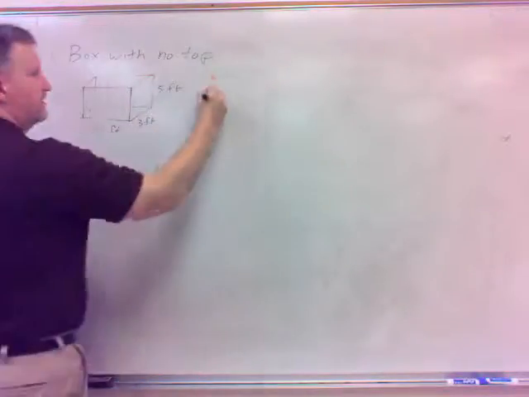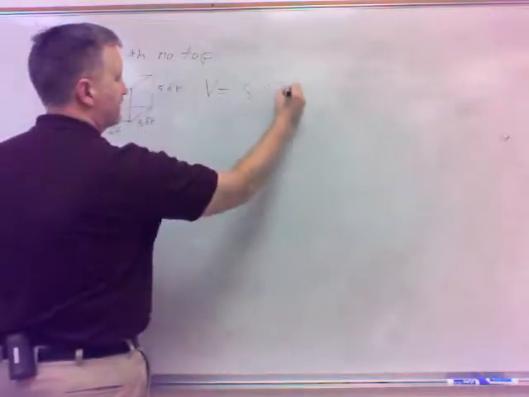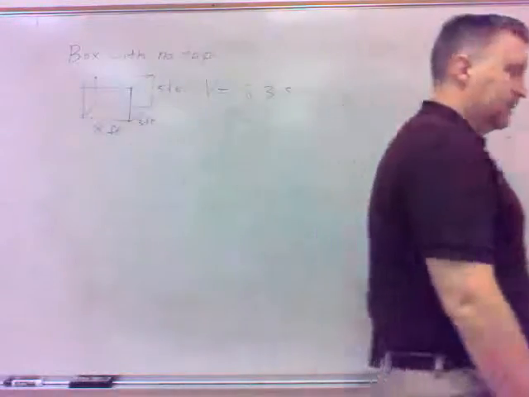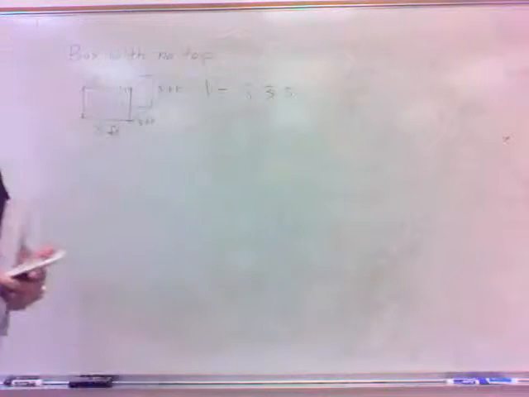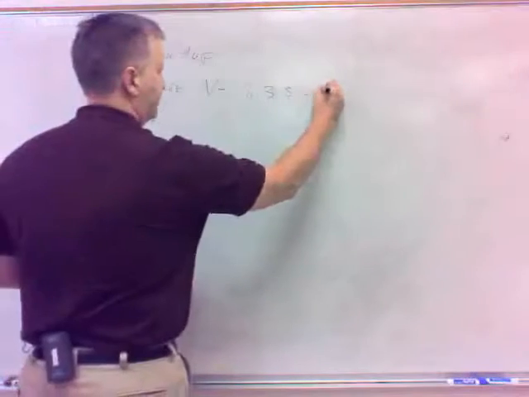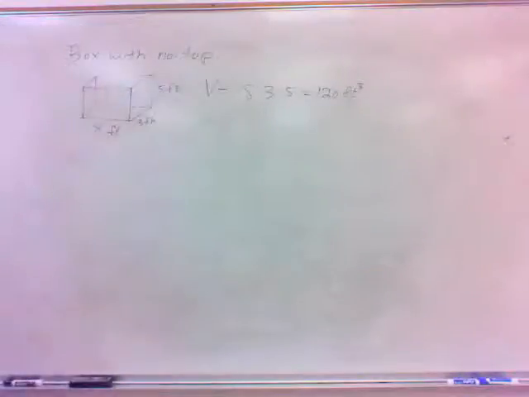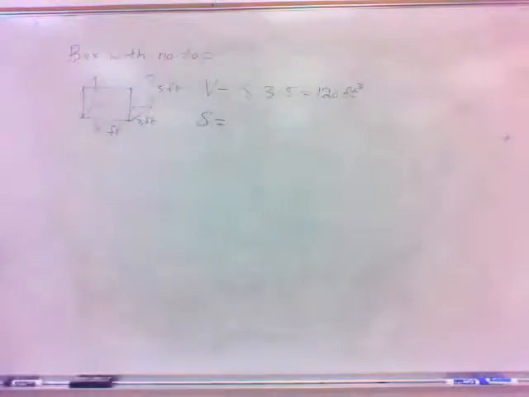Volume-wise, it'd still be length times width times height. 8 times 3 times 5. No problem there. That would be 24 times 5. How much is that? Make sure I get it right here. All right, 24 times 5 is 120. Okay? And that would be cubic units. But let's talk about the surface area. I like this problem because it makes you think about the actual formula there.